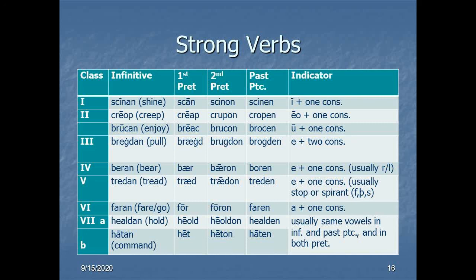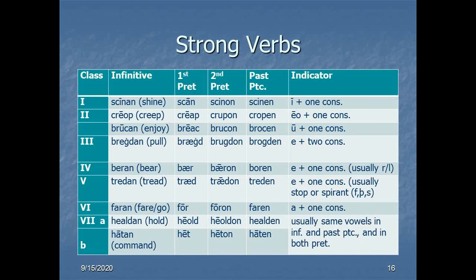We would say break, brukan, or broken. These are also class 2, because even though the root vowel in the infinitive is different, an u, a pure vowel, rather than the diphthong eo, the vowels in all of the principal parts are the same, and the vowel is always followed by a single consonant.